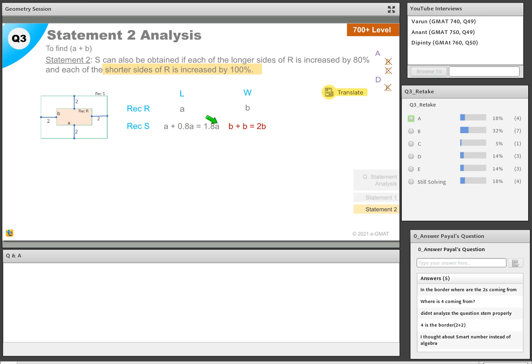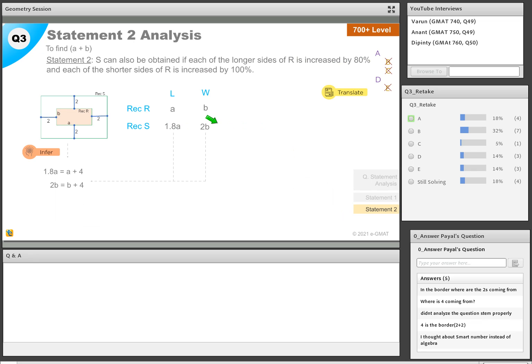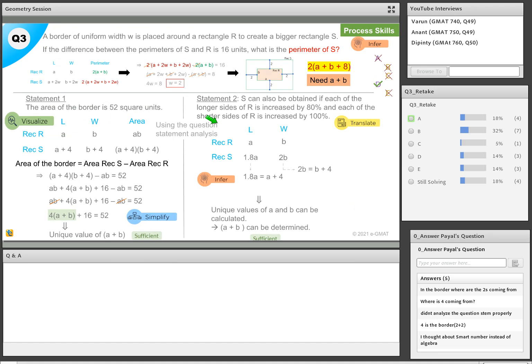Right? So you do that processing, and then what you arrive at is you already know the border, so you can actually get the unique values of A and B, which means that A plus B can be determined. So again, statement 2 is also sufficient. Okay.